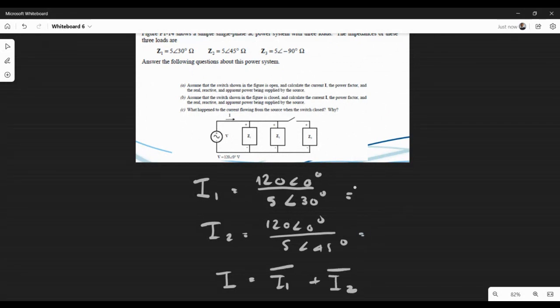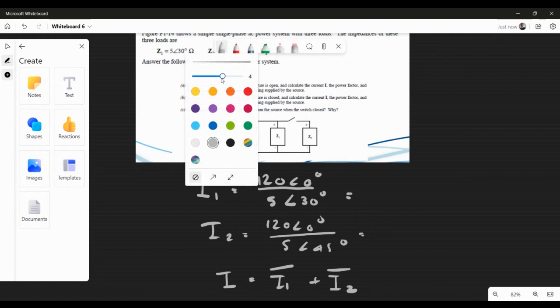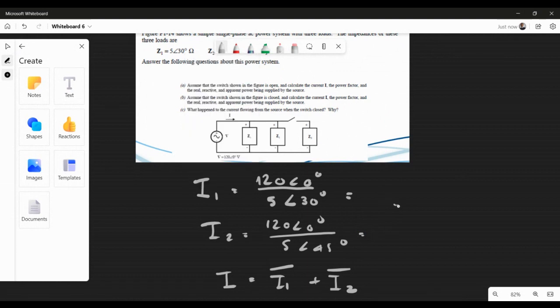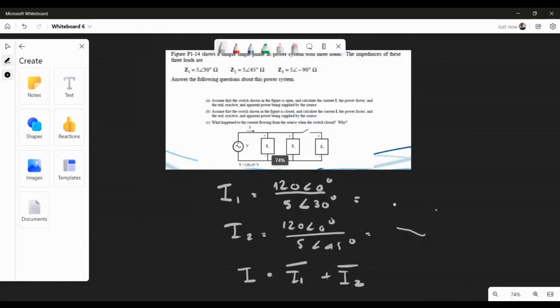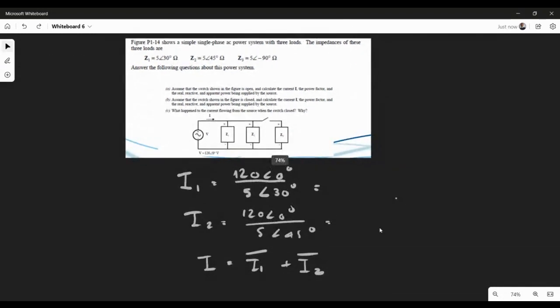So can you just give me I1 and I2, please? I think my pen's a bit thick here. Just give me a moment. Okay, so someone just give me I1 and I2, please.